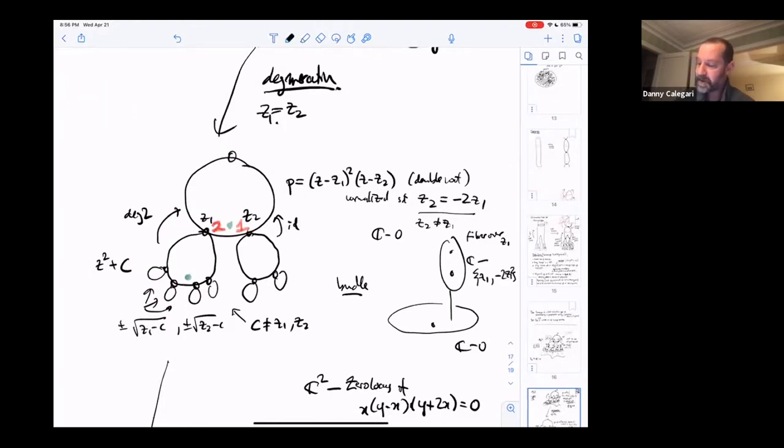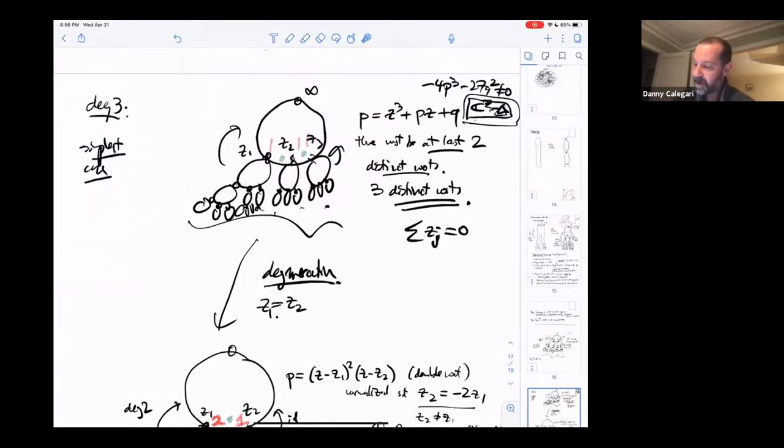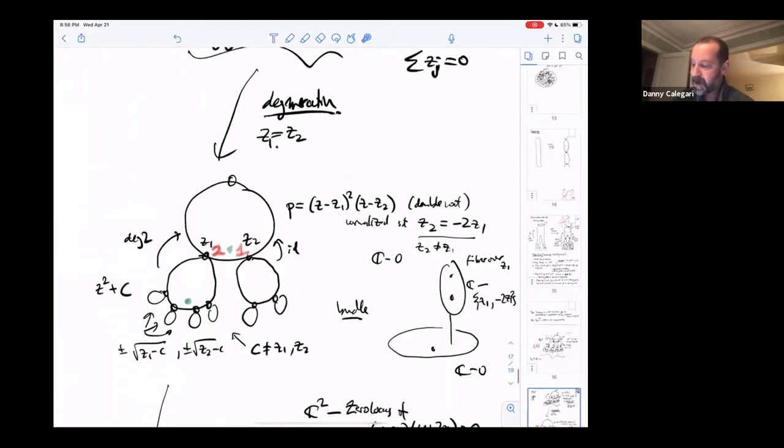And so you notice there's two critical green critical points in this case, both in the top node. So it's degree 3 because there are two critical points and none anywhere else. Here we have one critical point in the top node, one in the node directly below it.